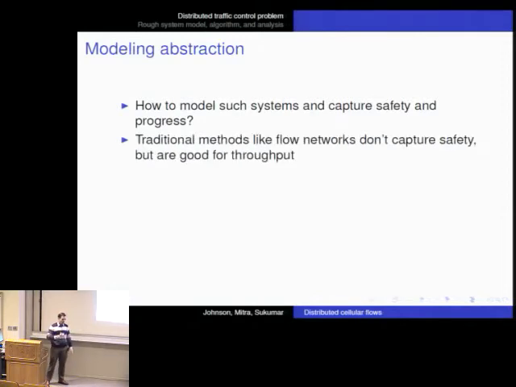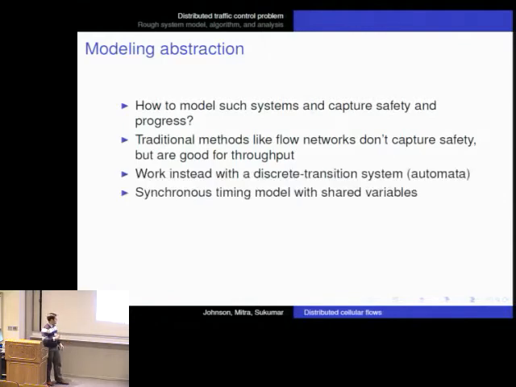And one point I alluded to earlier is that flow networks can't really capture the notion of safety that we're trying to get here. At least as far as I know, there's no clear way to pull in our notion of safety, of no collisions occurring. It's more concerned with throughput.